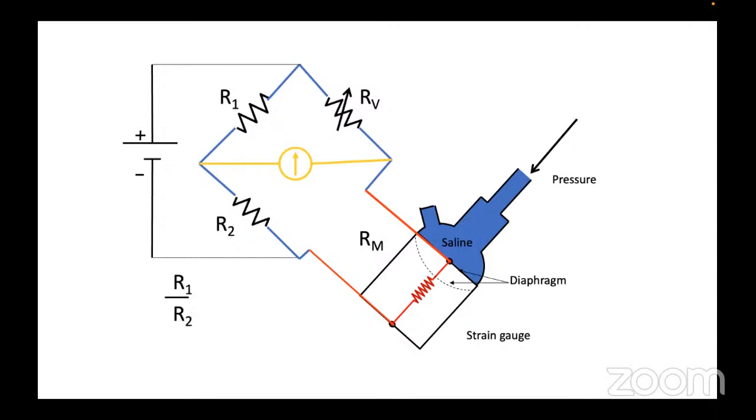So R1 by R2 is equal to RV by RM, and thus the measured resistance is equal to the variable resistance times R2 by R1. So you can balance out the measured resistance by changing the variable resistance RV. So V is for variability.